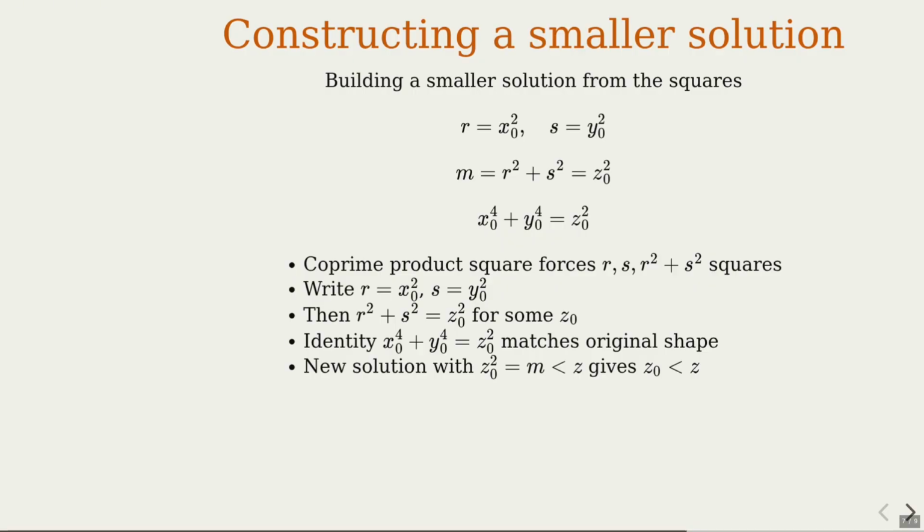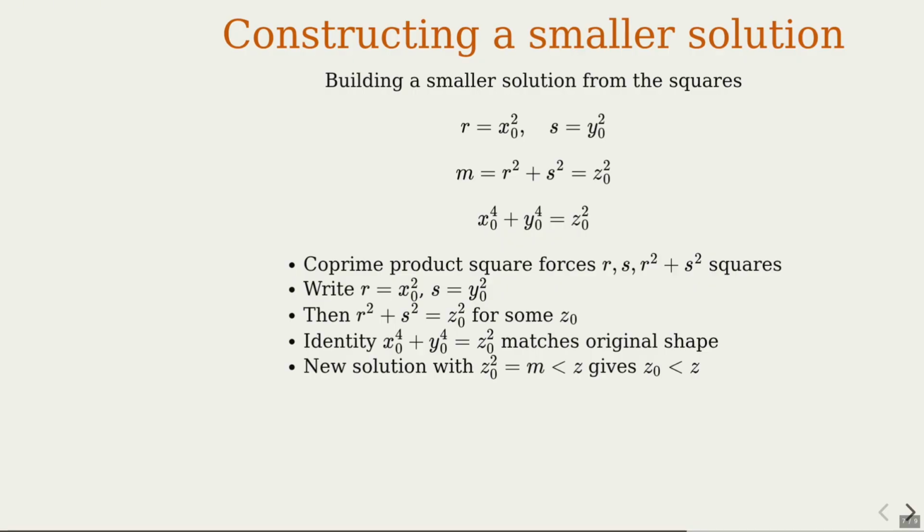So we can write r equals x0 squared, s equals y0 squared, and therefore r squared plus s squared equals z0 squared for some integers x0, y0, and z0. But then r squared plus s squared equals z0 squared says exactly that x0 to the fourth plus y0 to the fourth equals z0 squared. So we have manufactured a new solution of the same shape as the original one. And this new z0 really is smaller than our original z, right?